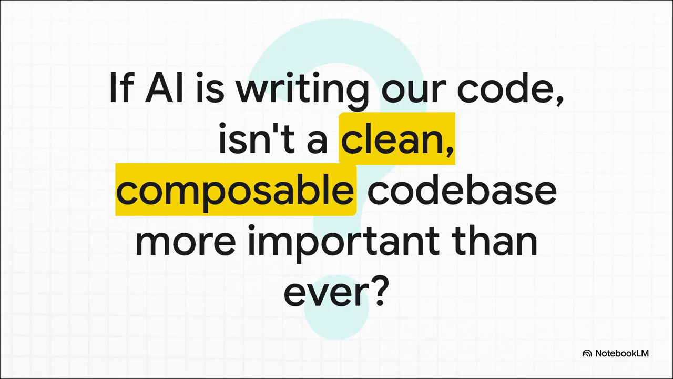As AI becomes a more integrated co-pilot in our day-to-day development, the human's role starts to shift more towards architecture and design. Taming complexity with principles like composition isn't just about making our own lives easier today. It's really about building codebases that are ready for the future of software development itself.